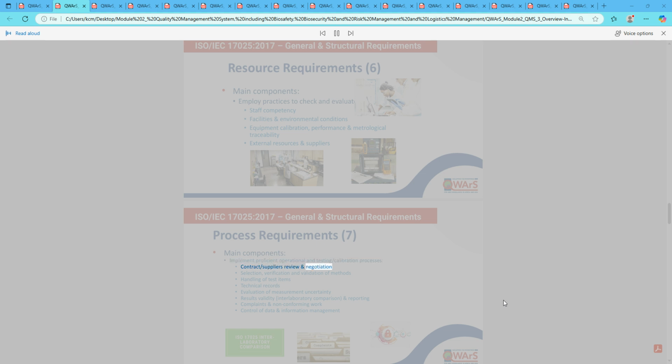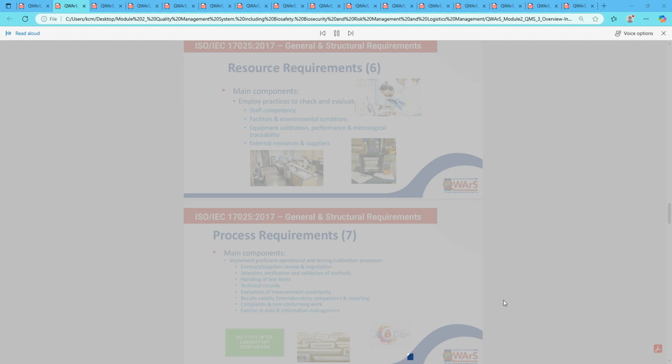Contract/suppliers review and negotiation. Selection, verification, and validation of methods. Handling of test items. Technical records. Evaluation of measurement uncertainty. Results validity, interlaboratory comparison, and reporting. Complaints and nonconforming work. Control of data and information management.